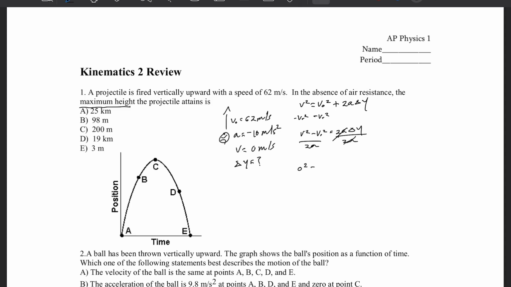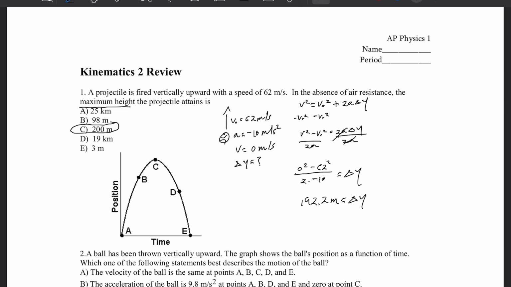V is 0, so 0 squared minus v naught squared. So we're going to subtract 62 squared and divide that by 2 times negative 10. So 62 squared, then made negative, divided by negative 20. We get 192.2 meters. The closest viable answer would be C, 200 meters.